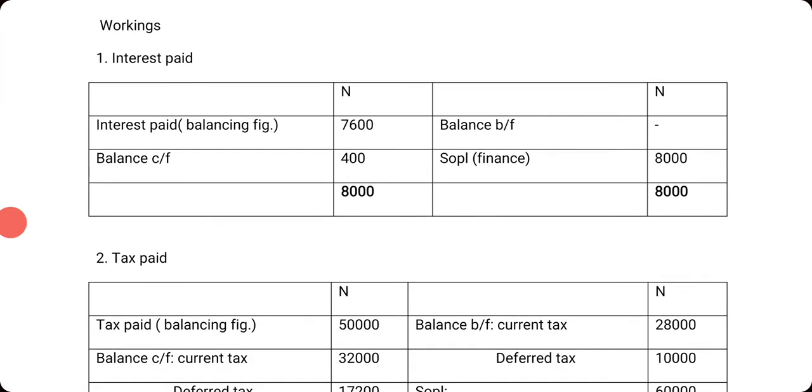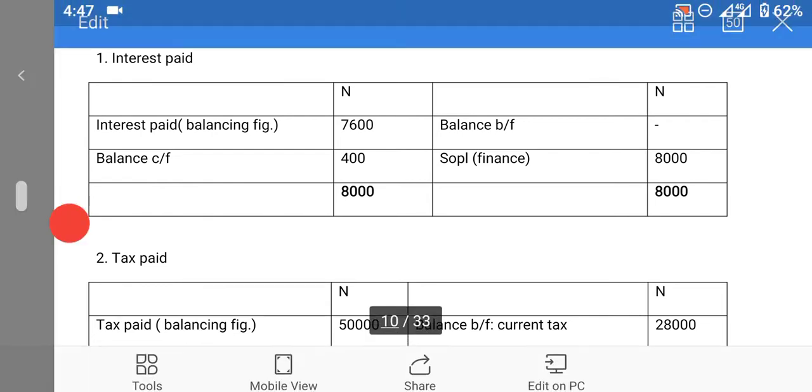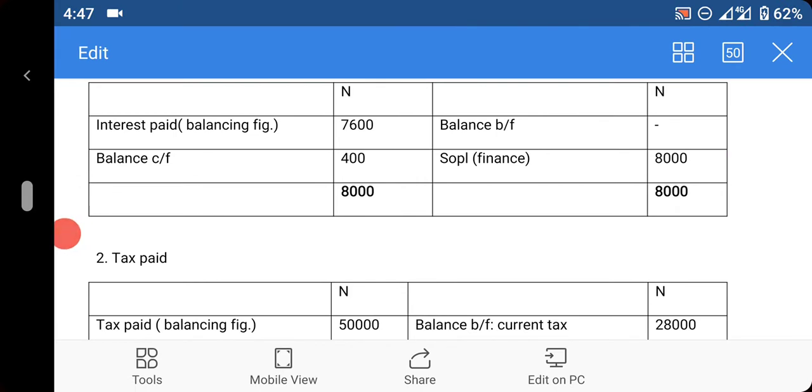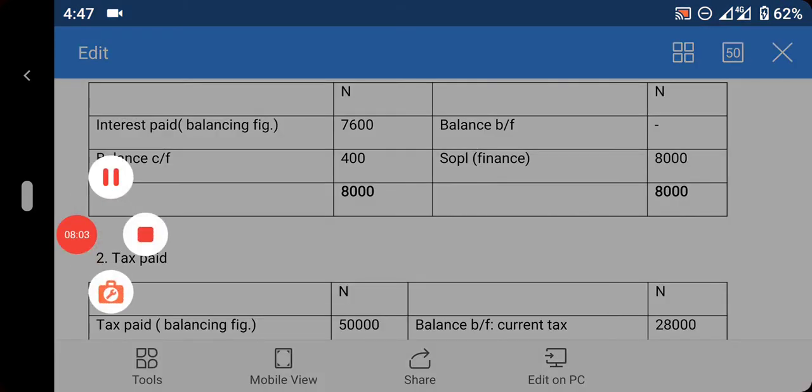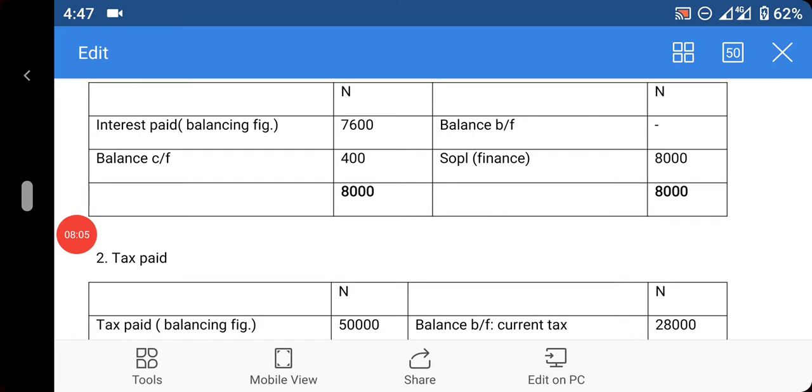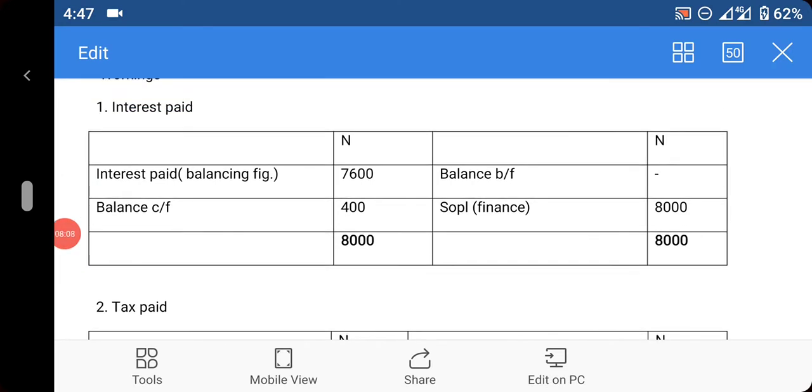So the first working is interest paid. We have to adjust interest paid. How would you adjust interest paid? It is as simple as anything you can imagine. Now we have the T form of account. The right hand side is the credit side, while the left hand side is the debit side. Now interest payable is an expense account, however it is a liability. What makes it a liability?